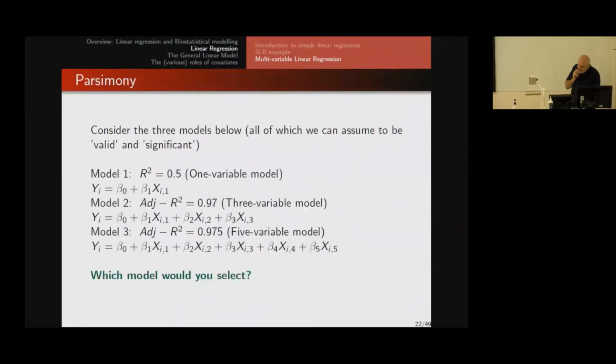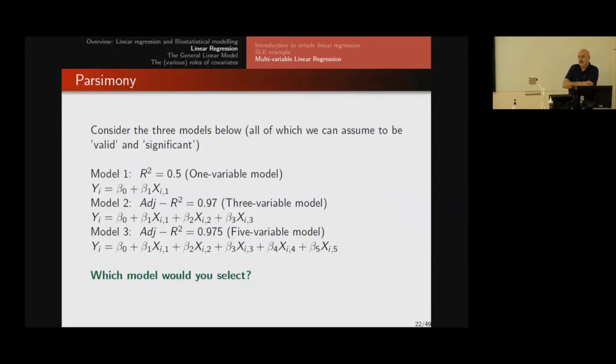Okay, so just to get this point across very simply, let's consider three different models. The first is a simple linear regression and it has an R squared of 50%. The second model has three predictors and it has an adjusted R squared of 97%. And the third model has five predictors and it has an adjusted R squared of 97.5%. So in most applications, which model would you pick out of those three? What's the most efficient?